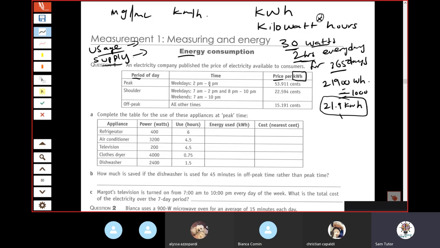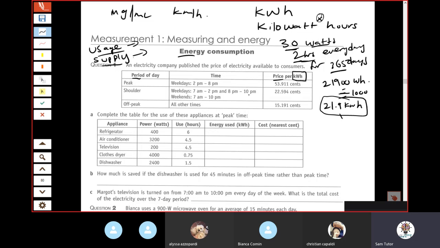From 7 a.m. to 2 p.m. and from 8 p.m. to 10 p.m., so the extra hours of the day, and then the morning hours, usually when you're waking up, they're called the shoulder hours, and they're charged usually half, or in this case it's just under half. And weekends from 7 a.m. to 10 p.m. Usually most people are at home, so therefore that's part of the everyday hours.